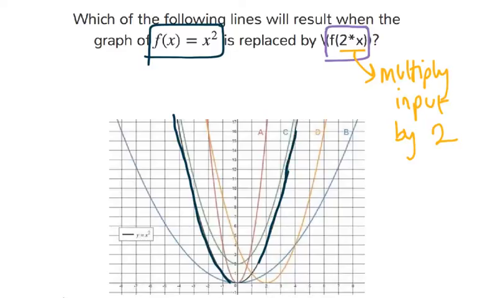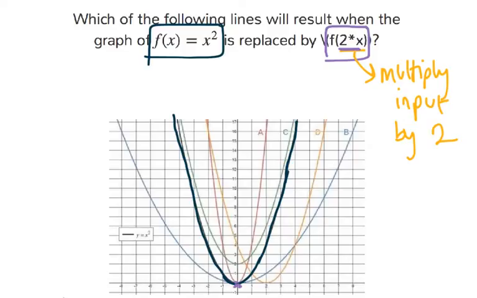So let me make sure all of our points are on the line here. There we go. So we have our original line. Now let's think of f of 2 times x. If I look at our point 0, 0 here, and I take my original input as 0 and multiply that by 2, I still get 0, so my output should be the same. So I still want one of these graphs that intersects at 0, 0. Looks like that's either going to be the red line or the blue line.